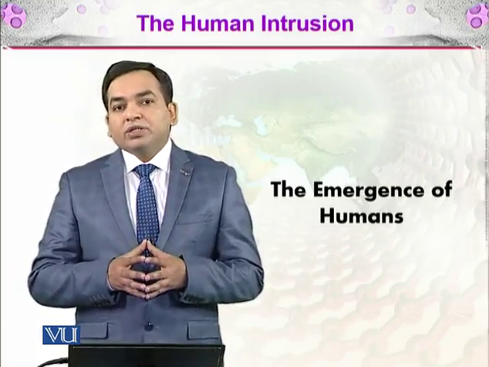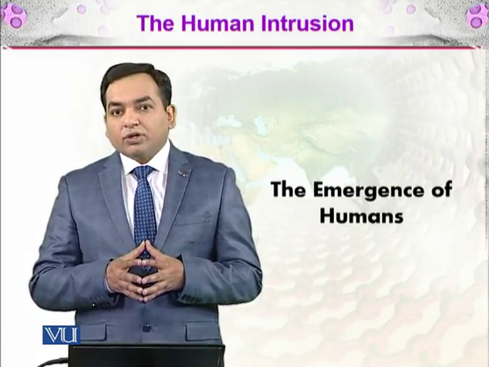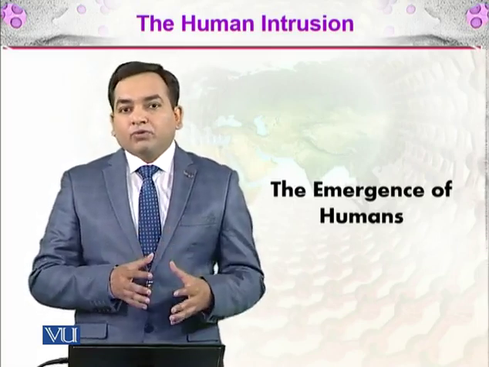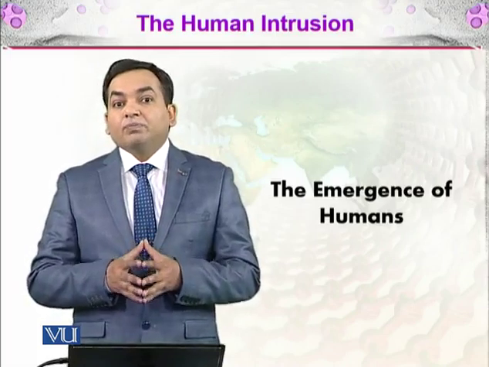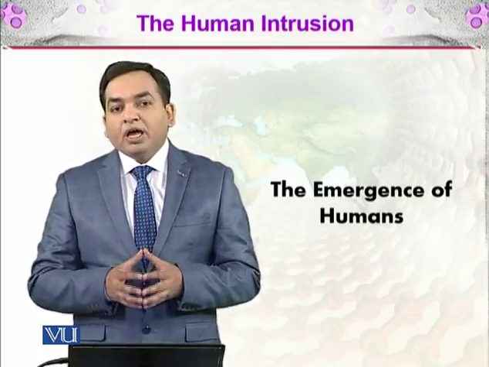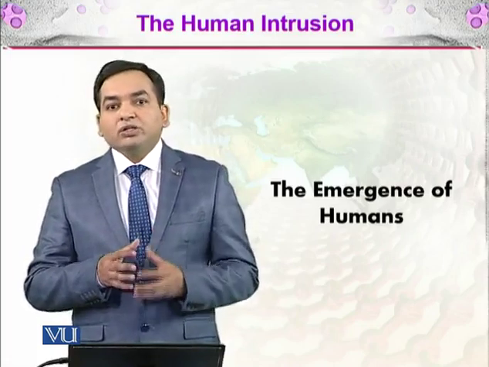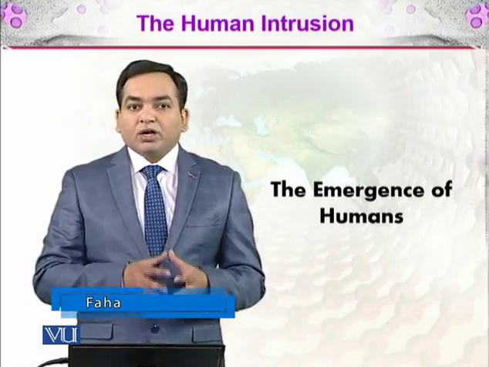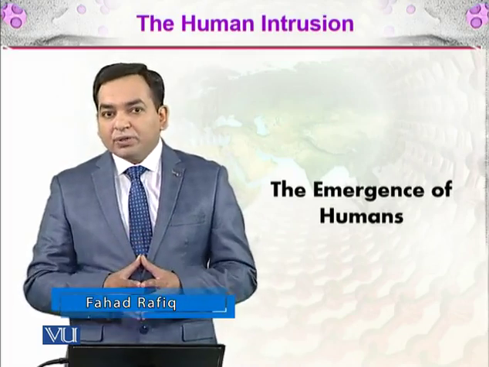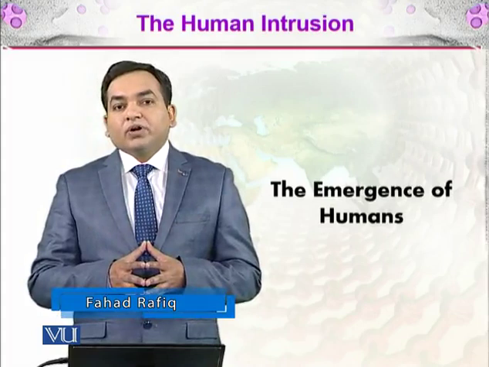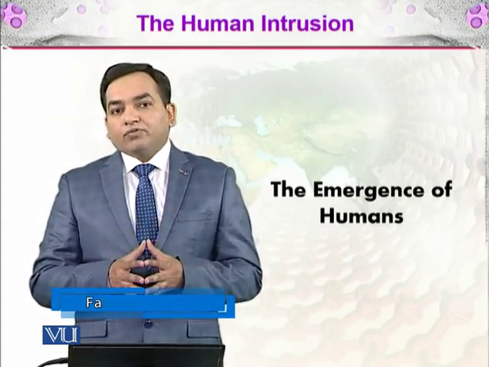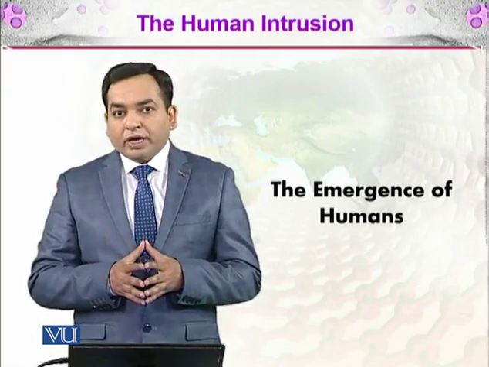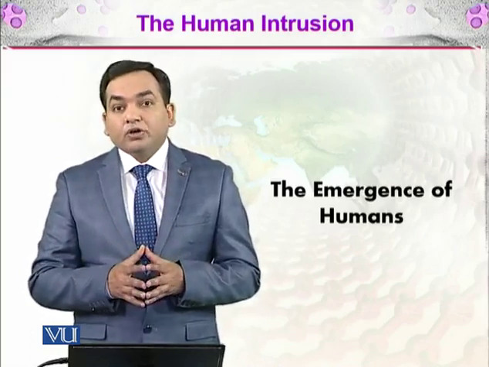Before the humans appeared on the stage of the globe, the Earth, all the organisms, the flora and fauna, were living in relative harmony. The weather patterns were changing, and the organisms were evolving on their own; the plants were evolving, the animals were evolving, all the organisms were evolving. But the entry of the humans to this stage has changed the Earth forever. And that's what we will be discussing in the human intrusion.